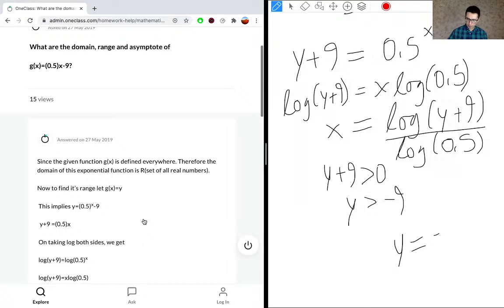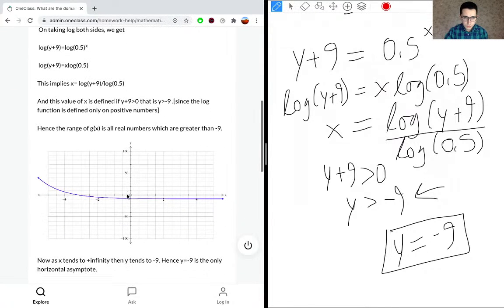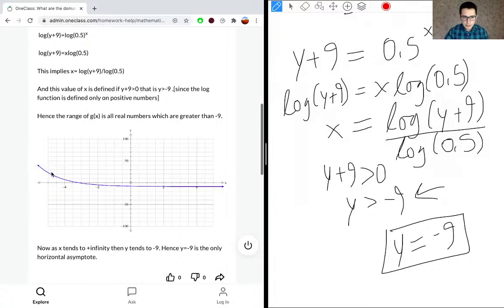So y equals negative 9. So this is one of the asymptotes. And we know that this is kind of the range in the y-axis. So I believe there's a graph of what this looks like. So we can see over here that when it reaches negative 9, there's no values below. So if we substitute y into this equation, we can't substitute anything equal to negative 9 or below, but we can substitute anything greater than negative 9.